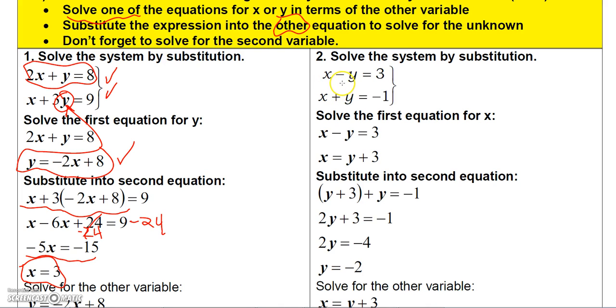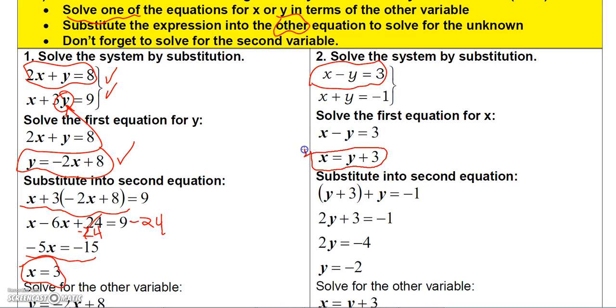Now on this system here, I'll take the first equation, x minus y equals 3, and this time I'll solve it for x. Again, it doesn't really matter. Most of the time it doesn't matter which one you solve for. Usually you just want to solve for the easiest one you can. So if I take x minus y equals 3, I can just add y to both sides, and I'll get x equals y plus 3.